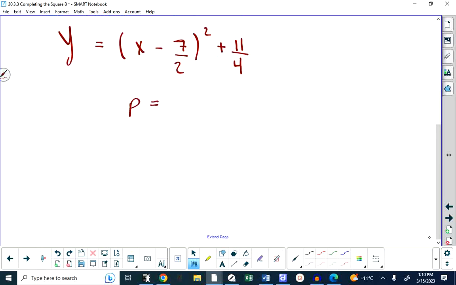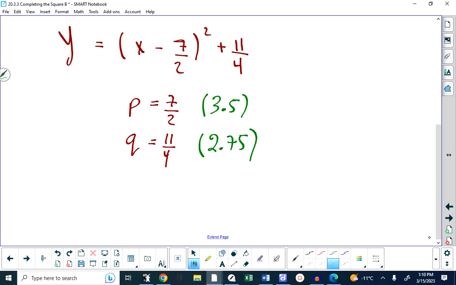P is 7 over 2. Q is 11 over 4. Just going to put in brackets what these are in decimal form, and you can double check on your calculator if you need to. Yes? Okay. A is 1, which means this graph is going to open upwards and have the same shape as x squared, and it will have its vertex at 3.5, comma 2.75.